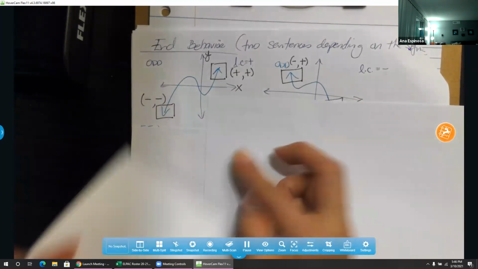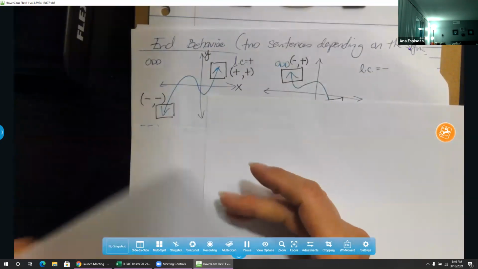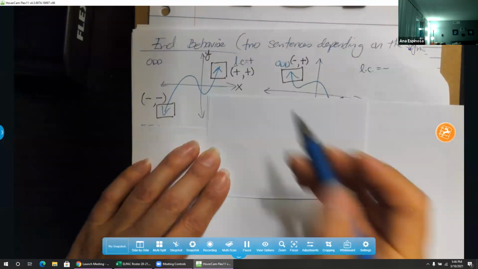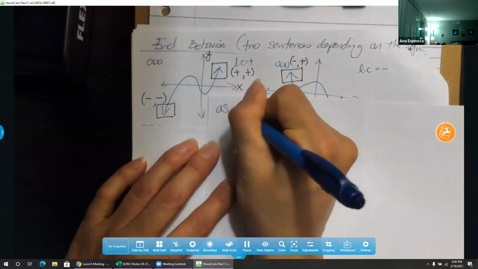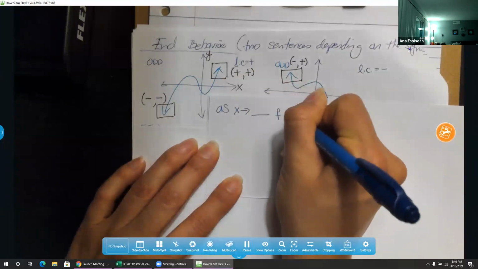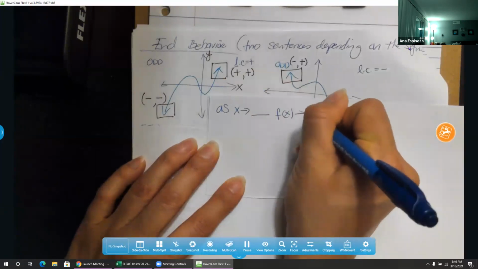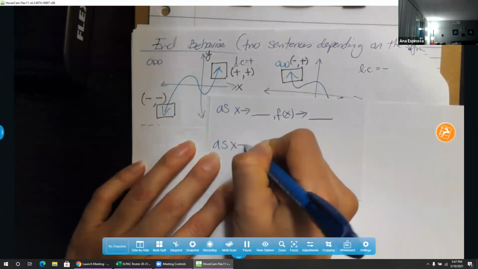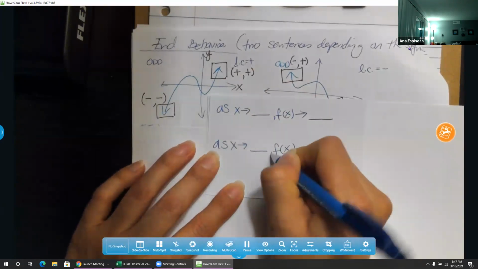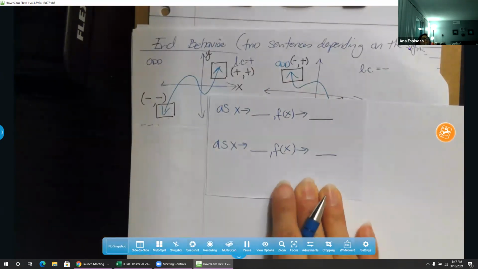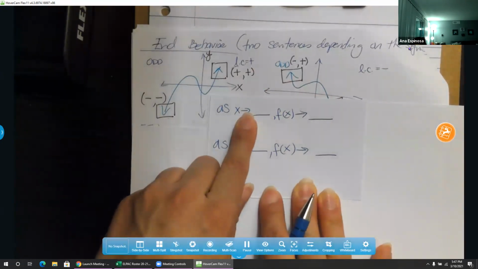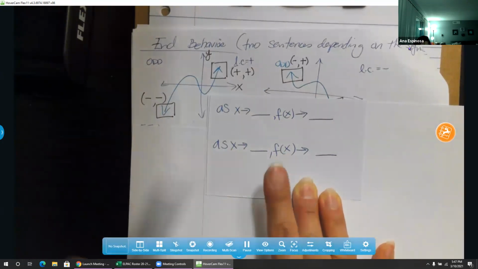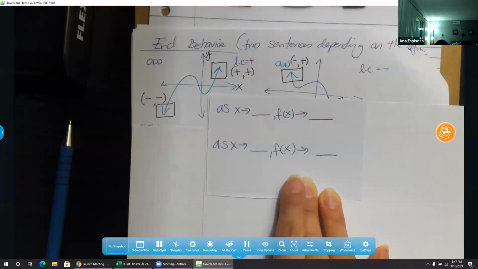Grab a little sheet of paper. This keeps sliding down, so I apologize for that. So for this arrow up here, I will write as x goes to blank, f of x goes to blank. Okay, for this arrow down here, I'm going to write this. So you basically fill in the blank. This arrow means goes to, x is the variable x, f of x is the y variable. Remember, we've done that before.